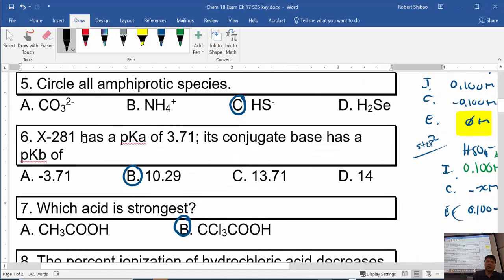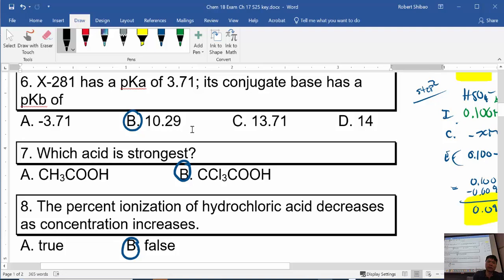So this is just knowing the conjugate relationship here. If you have a pKa of 371, its conjugate base will have a pKb such that the pKa and pKb of the conjugate pair add up to 14. So this is just 14 minus 371, which is 1029.